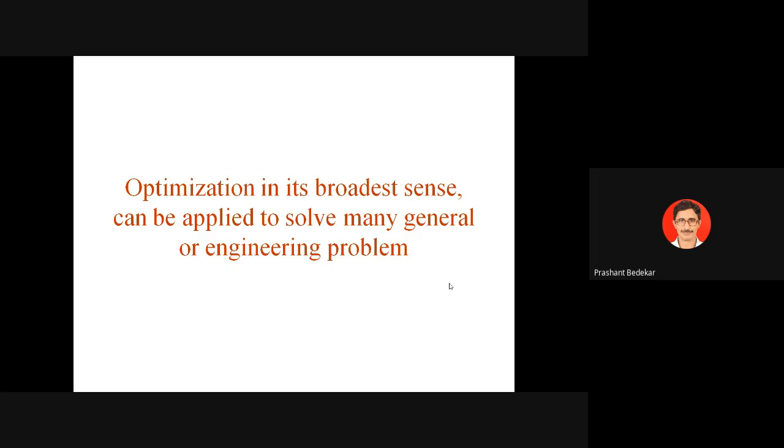With that, coming to this, optimization in its broadest sense can be applied to solve many general problems and many engineering problems. Let's see some examples very fast because we are approaching the end.